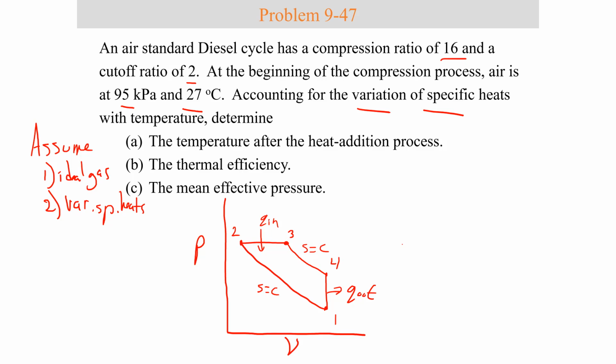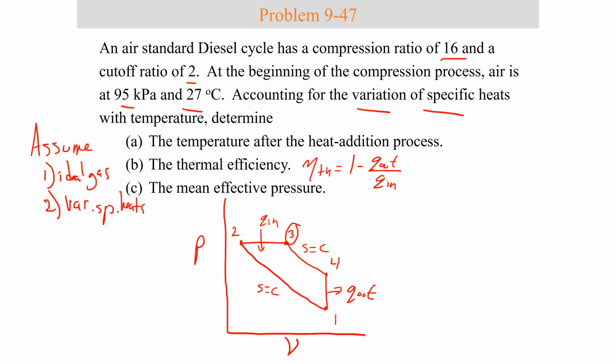So what we're trying to do first is follow the process lines in order to get the temperature after the heat addition process. So T3 is what part A is asking for. Part B is asking for the thermal efficiency. For any heat engine, the thermal efficiency is 1 minus Q out over Q in. So we're going to have to get some first law analyses going for process 2 to 3 and process 4 to 1.